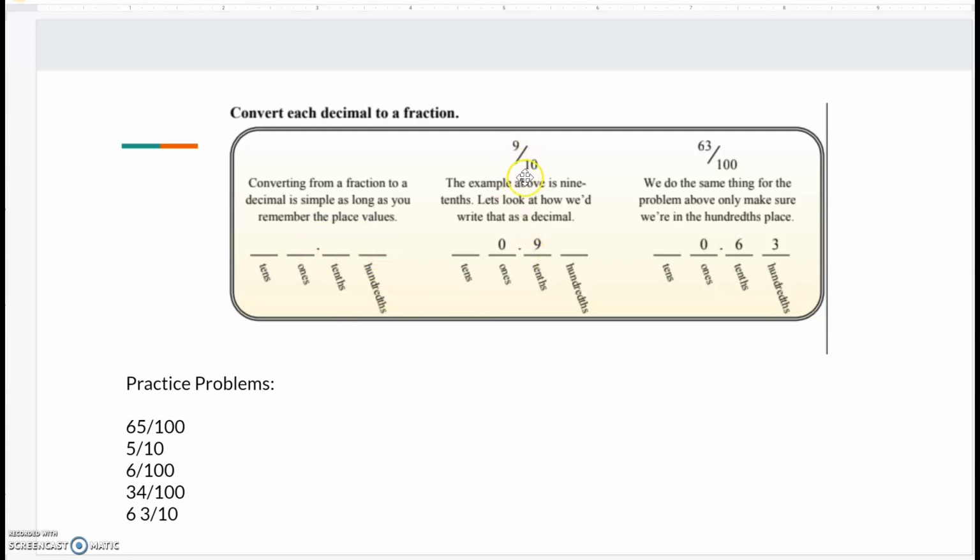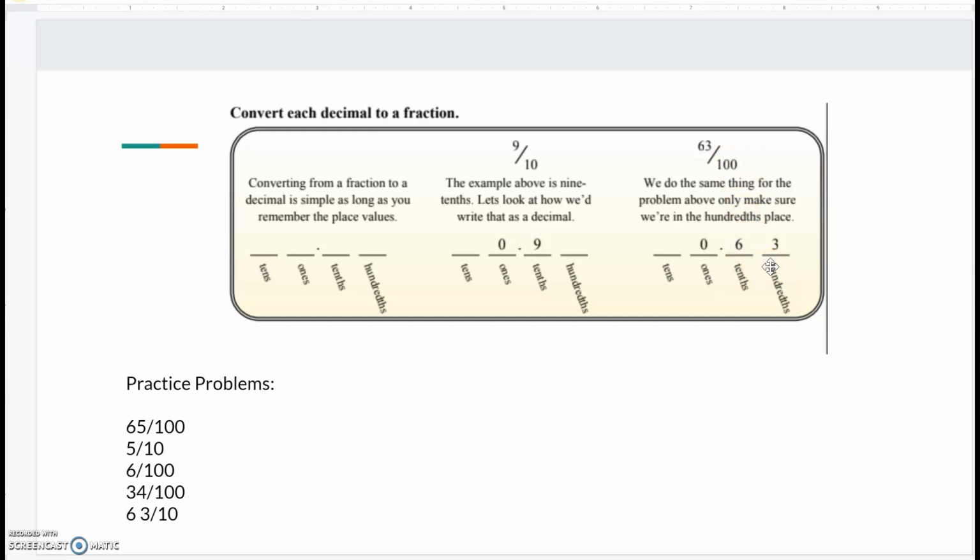So for example, 9/10 would be written as 0, our decimal point, and then the 9. So we don't have any 1s, so we're going to put a 0 there, okay? Then 63 hundredths, same thing. I don't have any 1s, and then I'm going to write that as decimal 63. And when I go to read these, I'm going to read them using this terminology. So this would be read as 9/10, and this would be read as 63 hundredths, okay?